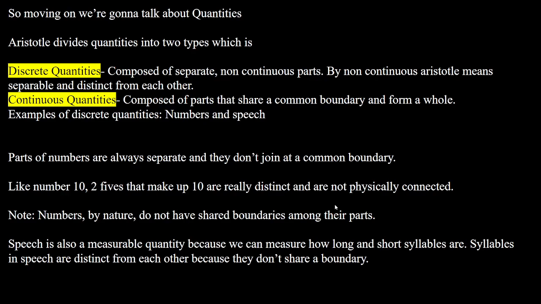So moving on, we're going to talk about one of the most important categories in Aristotle's philosophy, which is quantity. And this is going to be important because this is how he's going to refute Zeno of Elea on the arrow paradox, which we'll get into in a bit.